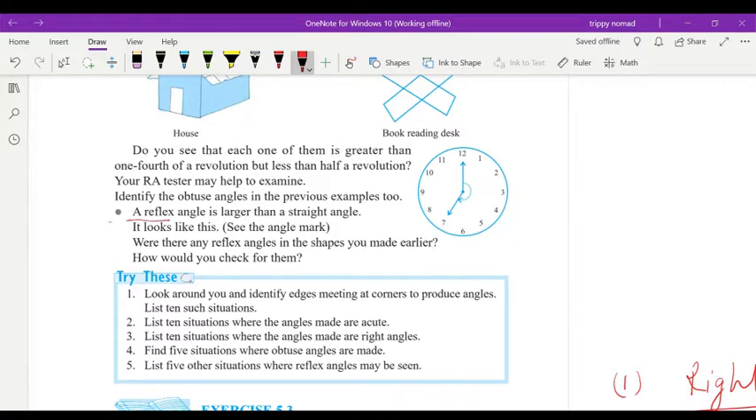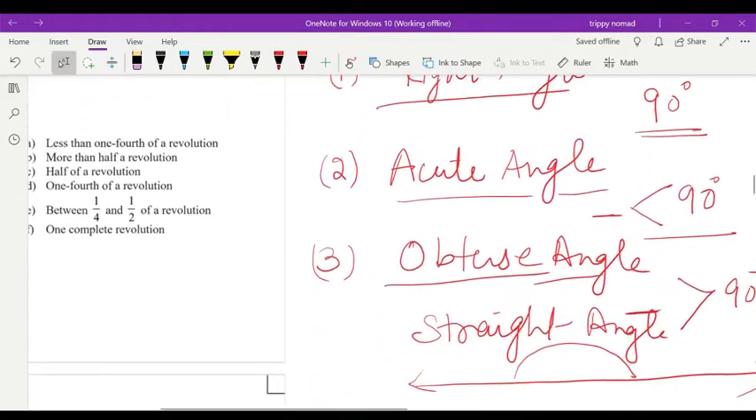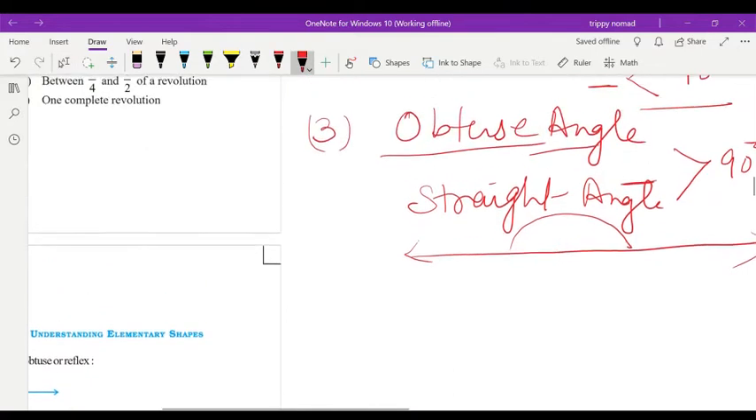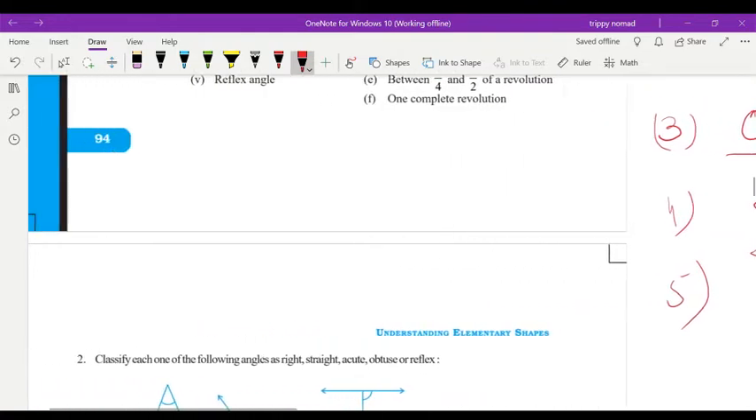A reflex angle is larger than a straight angle and looks like this, as they have drawn in this book. You have seen this one they are talking about, not this one. An angle whose measure is more than a straight angle is called a reflex angle. Suppose, children, this was a straight line, and an object moves from here to here; that is a straight angle. But if it moves up to this, then it is called a reflex angle. I hope you understood this.